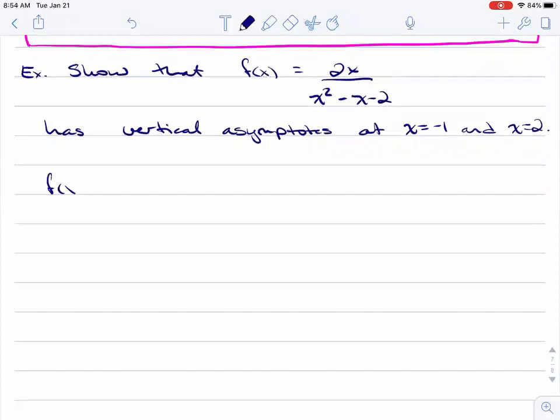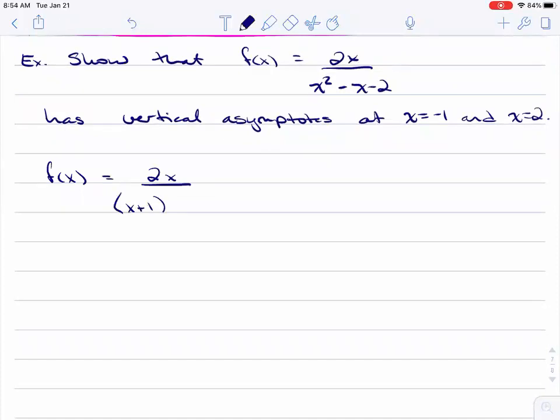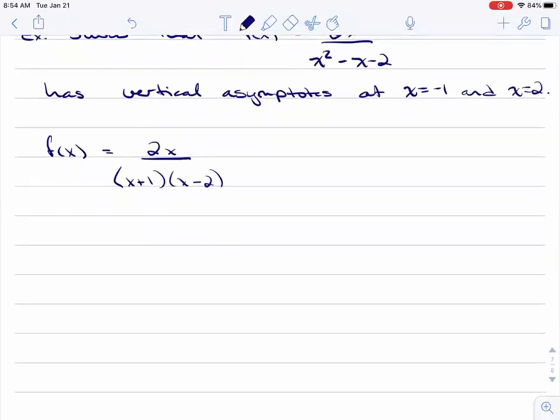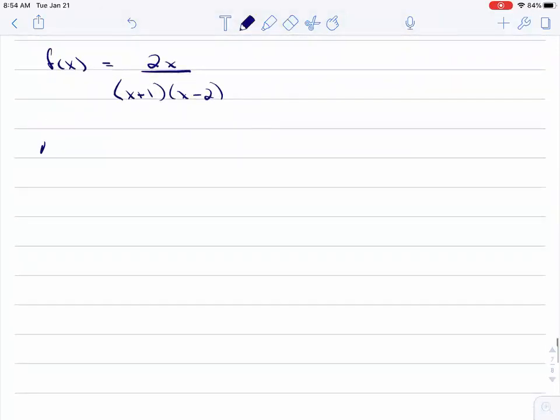is, well, the first thing I'm going to do is rewrite f of x as 2x over x plus 1 times x minus 2, just to make it obvious that at x equals -1 and x equals 2, right, these are not in the domain. So I'll start down here. So at x equals -1 and x equals 2, right, we divide by 0.